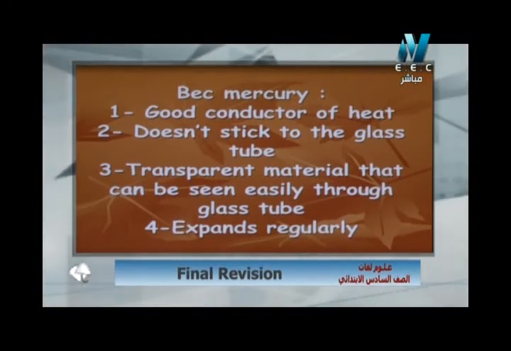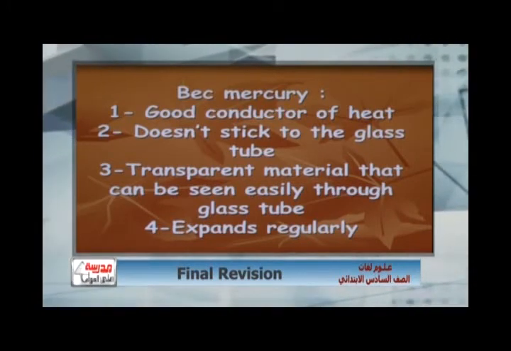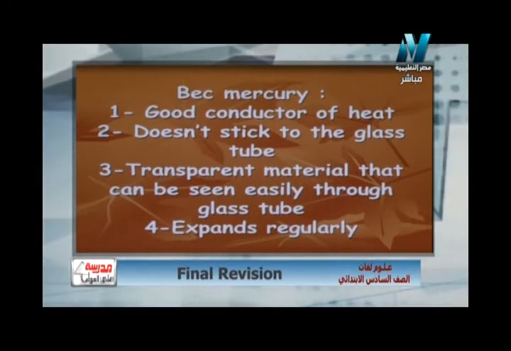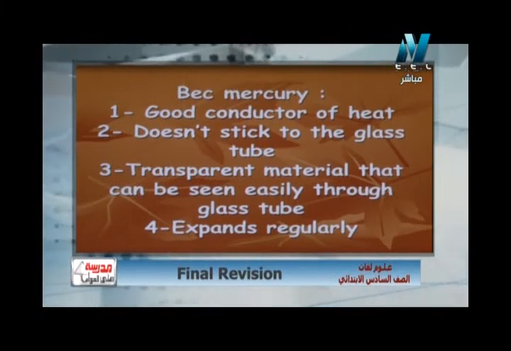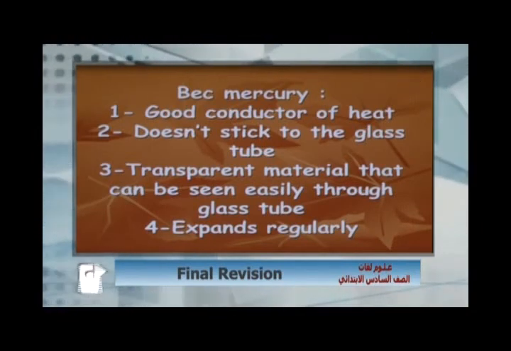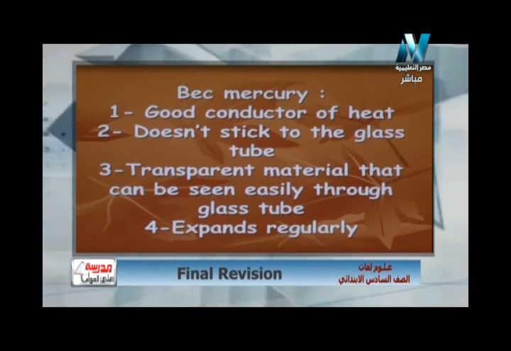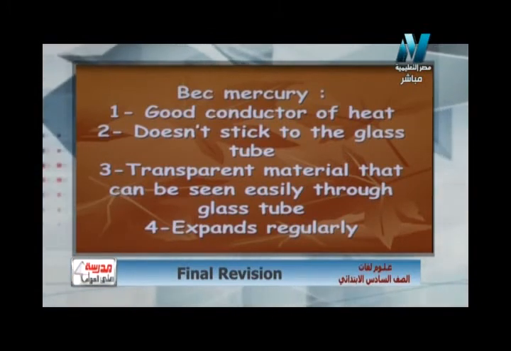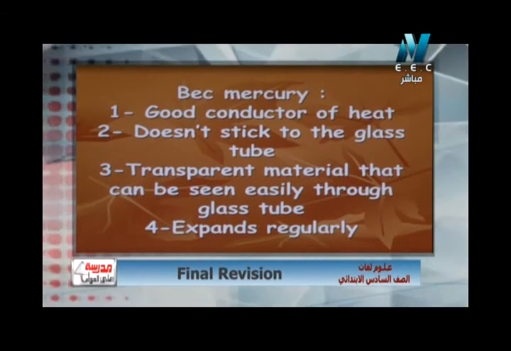هو mercury ماده موصله جيده جدا للحراره. It doesn't stick to the glass tube. ما بتلصقش مع جدار الزجاج او الجلاس تيوب الموجوده جوه الثرمومتر. Transparent material that can be seen easily through the glass tube. ماده شفافه ممكن تتشاف بسهوله جدا، وكمان ساعات بنسميها silvery metal. هو معدن فضي. And at last it expands regularly. بيتمدد بانتظام.